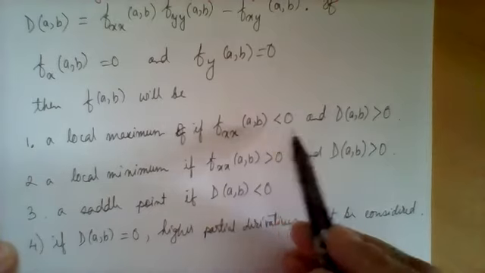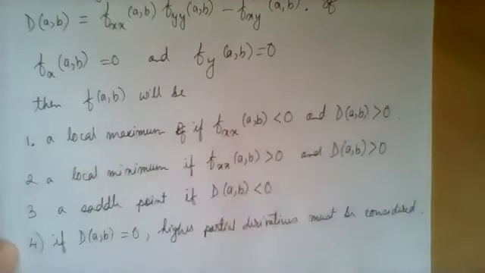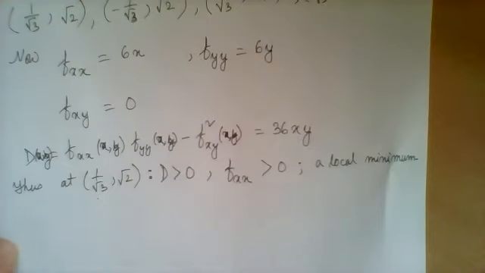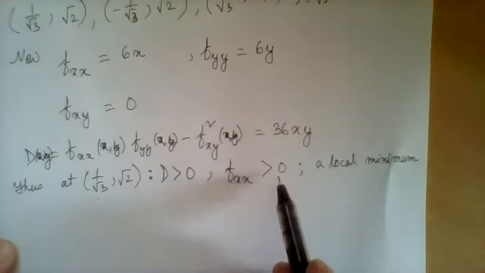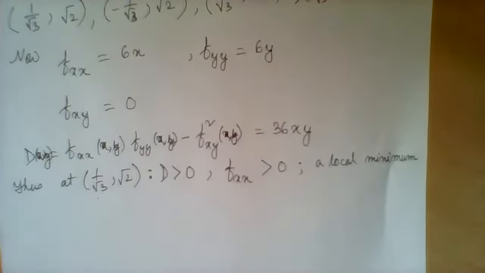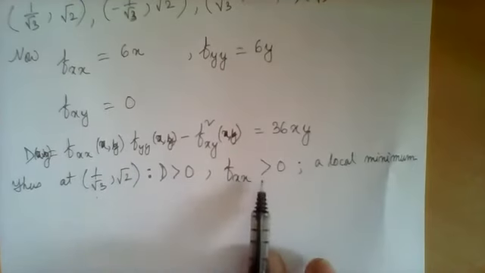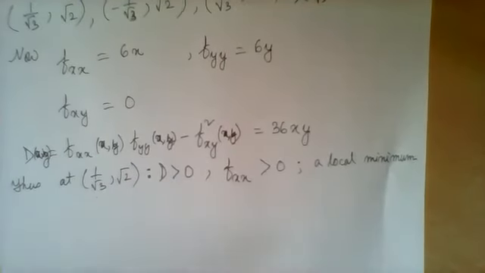If fxx is less than 0 and D is greater than 0, it is a local maximum. Here D is greater than 0 and fxx is greater than 0, so this is a local minimum. Local maximum would be fxx less than 0.